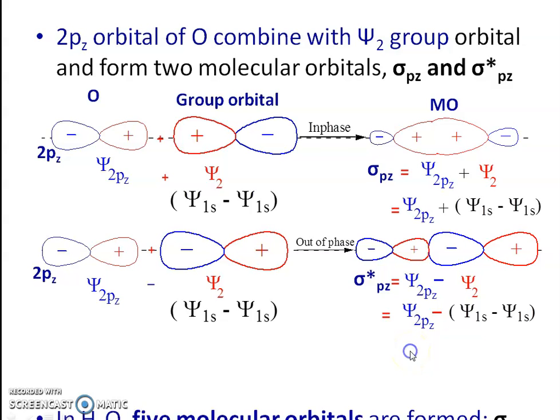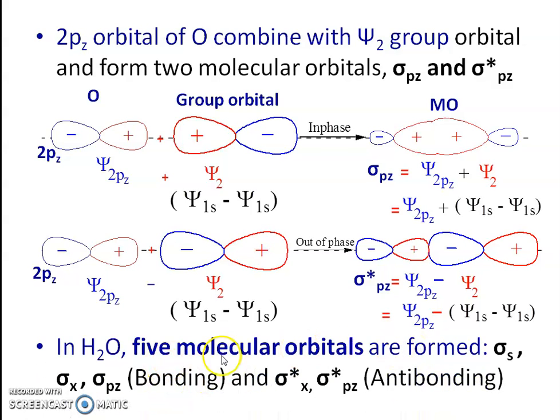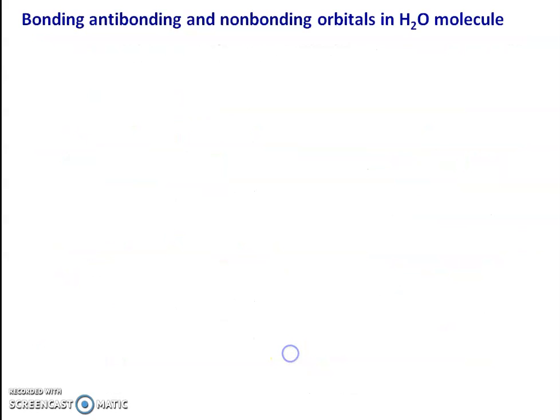So in this way, altogether in the water molecule there are 5 molecular orbitals: sigma s, sigma x and sigma pz, these are the 3 bonding molecular orbitals, and sigma star x and sigma star pz, these are the anti-bonding molecular orbitals. At the same time, the 2py atomic orbital of oxygen is not involved in the process of formation of molecular orbitals, and therefore it remains non-bonding.